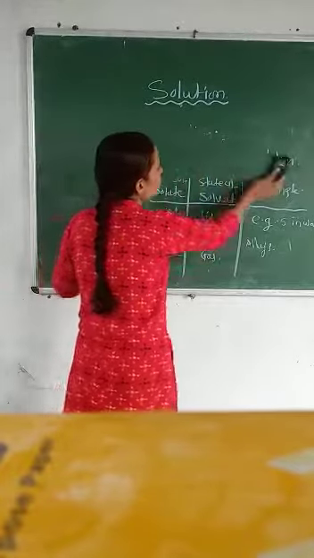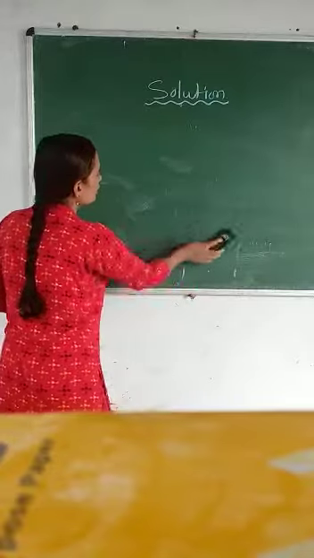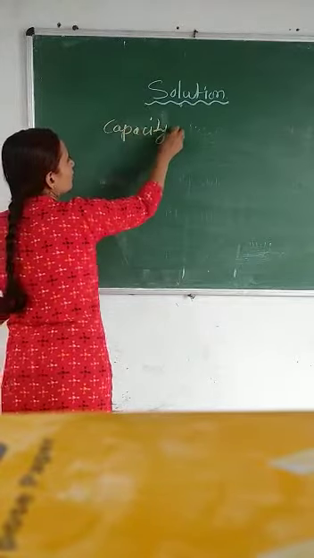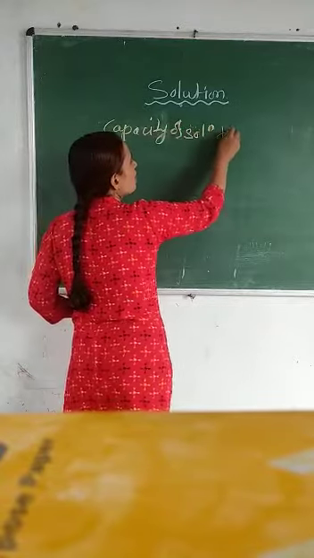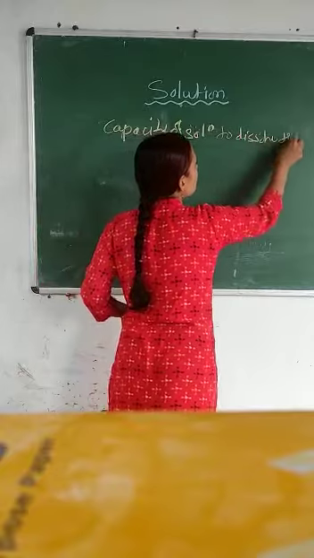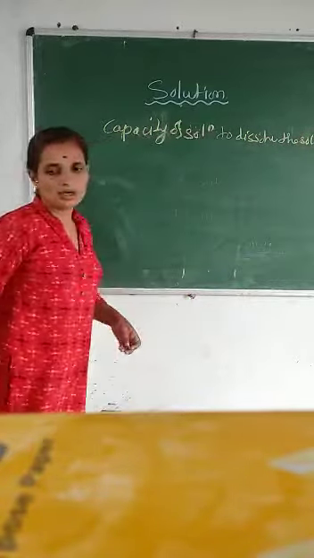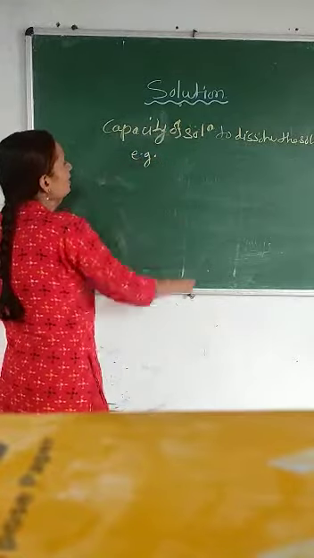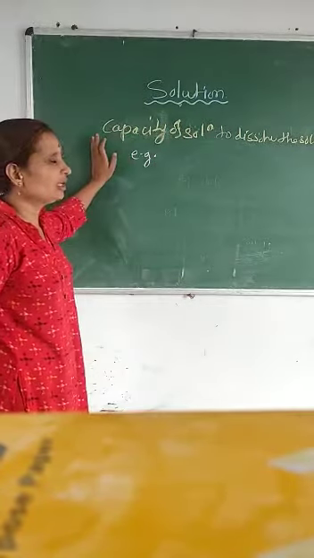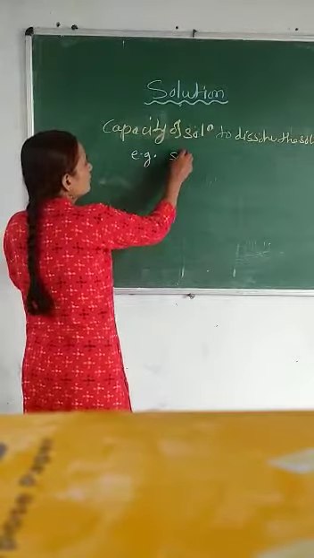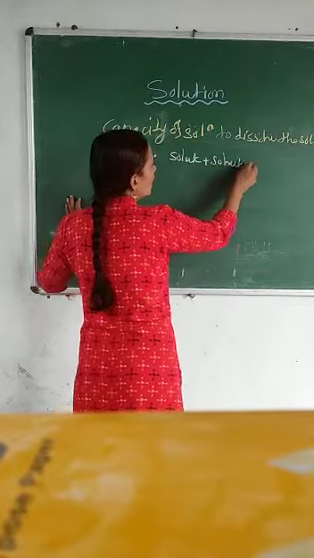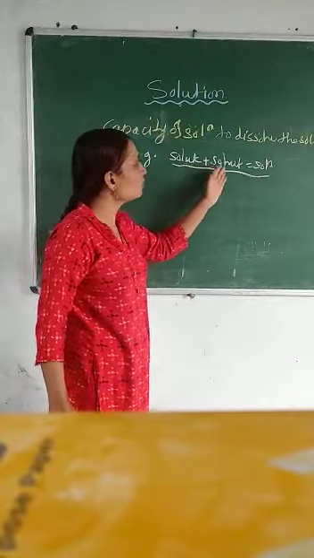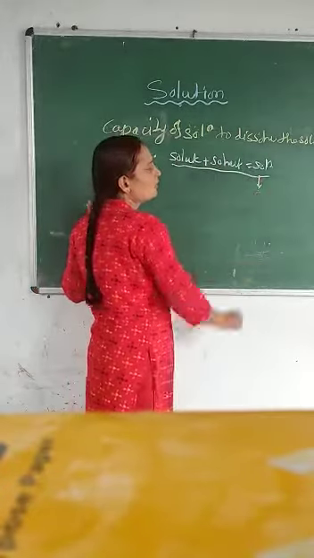Then the next topic is the capacity of solution to dissolve the solute. Here you take the solute and add it to the solvent and it forms the solution. When a specific amount of solute is added to a specific amount of solvent, it forms the solution.